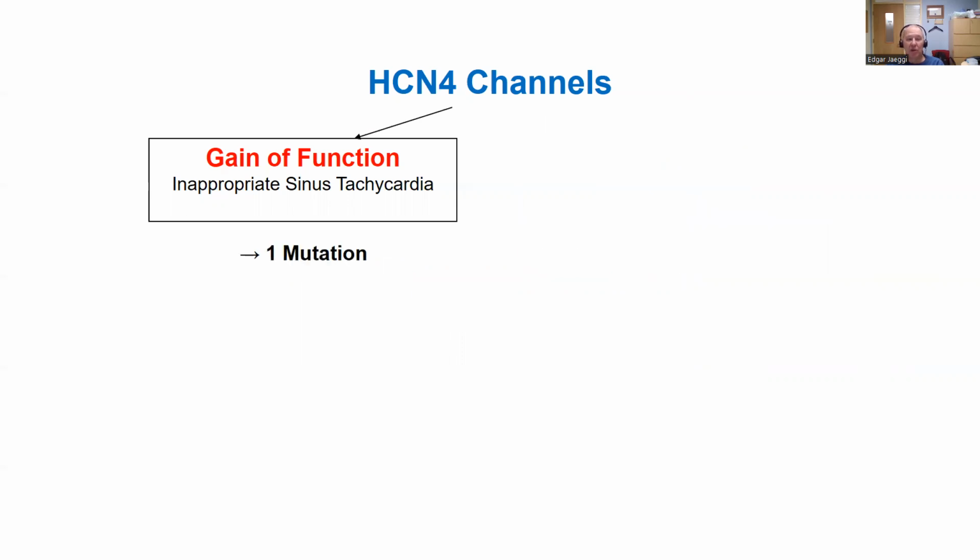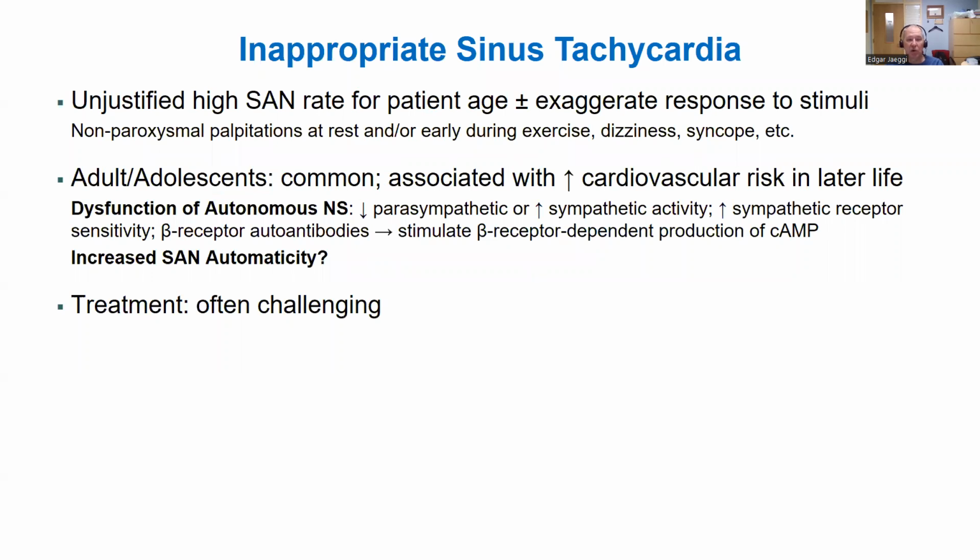So let's first talk about gain of function abnormalities that lead to faster heart rates than usual, as an example, inappropriate sinus tachycardia. There is to date only one mutation that has been reported related to HCN4 channels that leads to inappropriate sinus tachycardia. Inappropriate sinus tachycardia is defined as unjustified high sinonodal rate for patient age and exaggerated response to stimuli. This is obviously not something we would be able to examine before birth. So the diagnosis of inappropriate sinus tachycardia is, for a number of reasons, not an easy one.